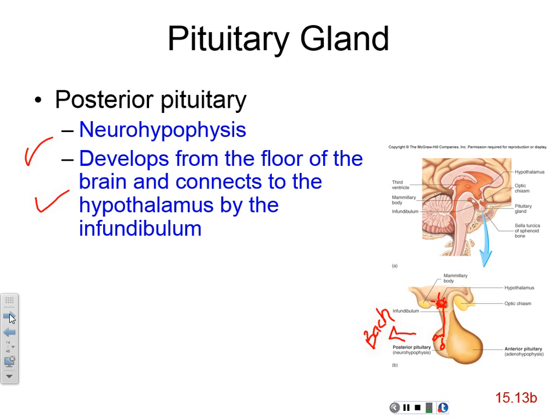It doesn't produce any hormones on its own. It produces some, but most of them come from the neurons in the hypothalamus, and then they wait in the synaptic terminals, where, when the action potential comes down, exocytosis causes the release of those hormones from the pituitary. Okay.